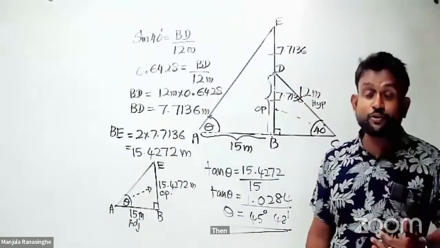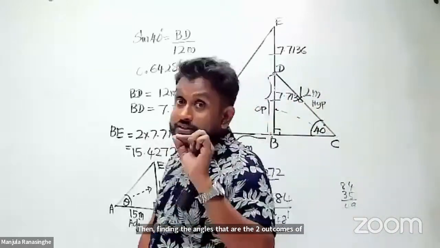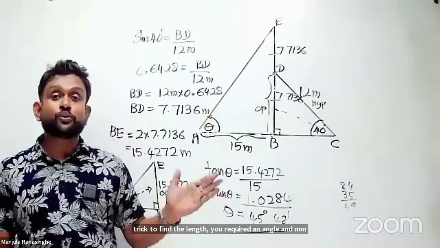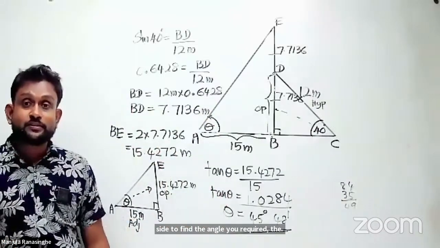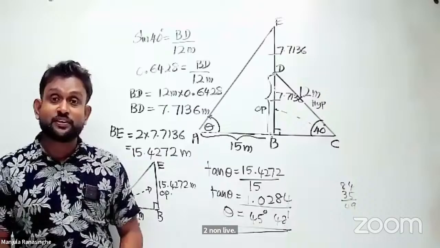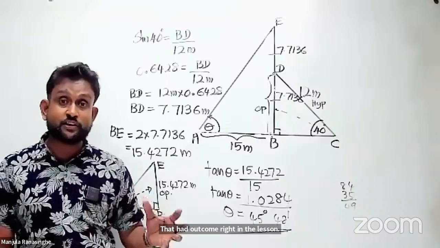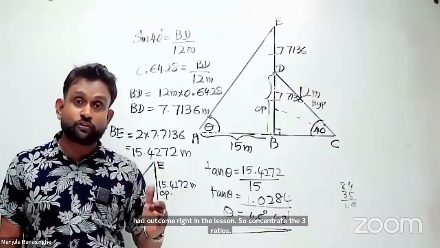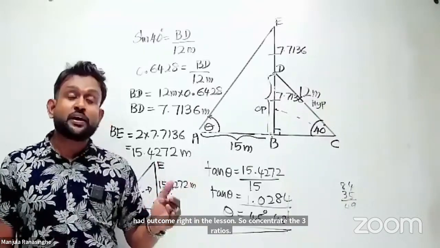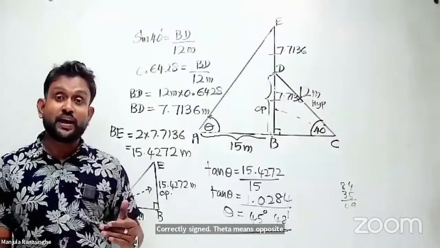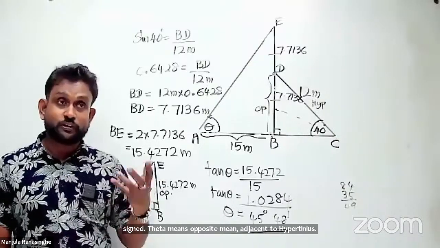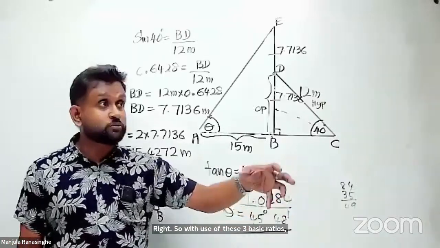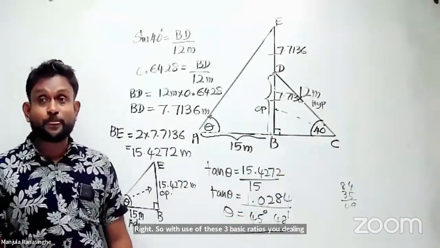To find the length, you require an angle and a known side. To find the angle, you require two known lengths. Those are the outcomes of the lesson. So concentrate on the three ratios correctly. Sine theta means opposite over hypotenuse, cos theta means adjacent over hypotenuse, tan theta means opposite over adjacent. With these three basic ratios, you decide which ratio to apply as per the given data. That's all.